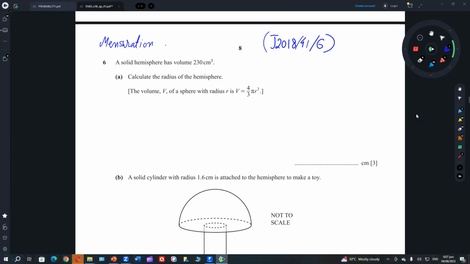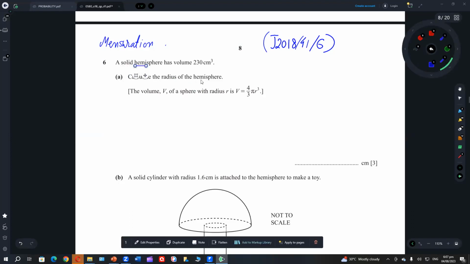A solid hemisphere has volume 230. Calculate the radius of the hemisphere. He has given us the volume of a sphere. And you should remember the word hemi. So you have to pay attention to the word hemi. Hemi means half.